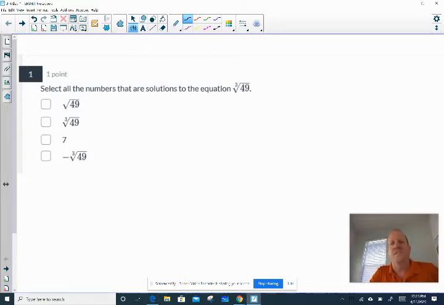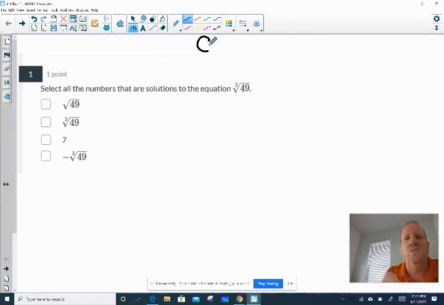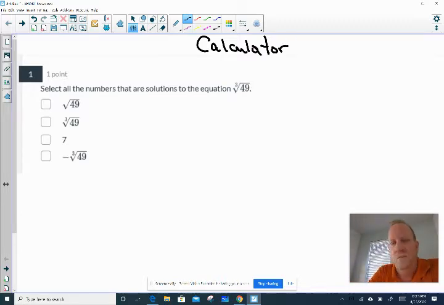Let's go through the 7 types of questions that you're going to see on this PC. Now, this PC is a lot about being able to just simply use the calculator. If you can use the calculator, most of this stuff you'll be able to figure out.